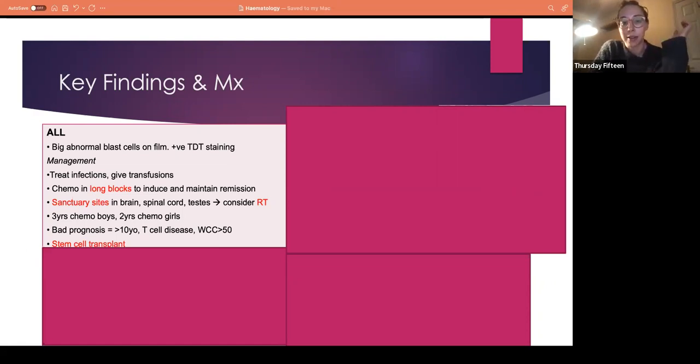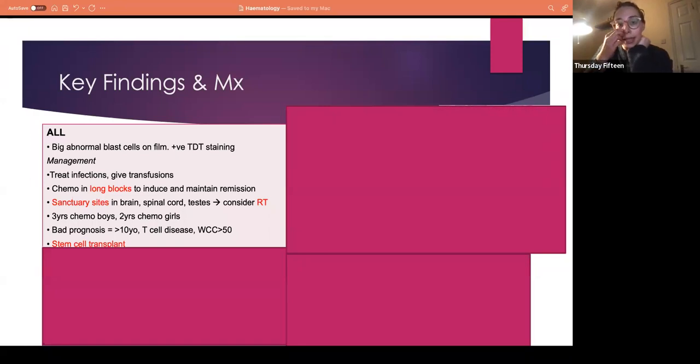So you can consider radiotherapy of those areas, but generally the chemo can be like 3 years long in boys, 2 years long in girls. You'd also go for more intensive chemo drugs if they presented with features with poor prognosis. So if they've got ALL and they were more than 10 years old, that's a poor prognostic sign. If they've got T-cell disease or white cell counts more than 50, then you'd go for more intensive chemo regimens. And you can give stem cell transplants.